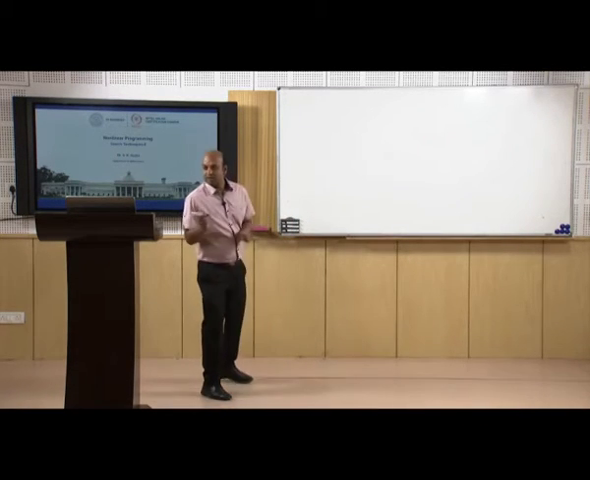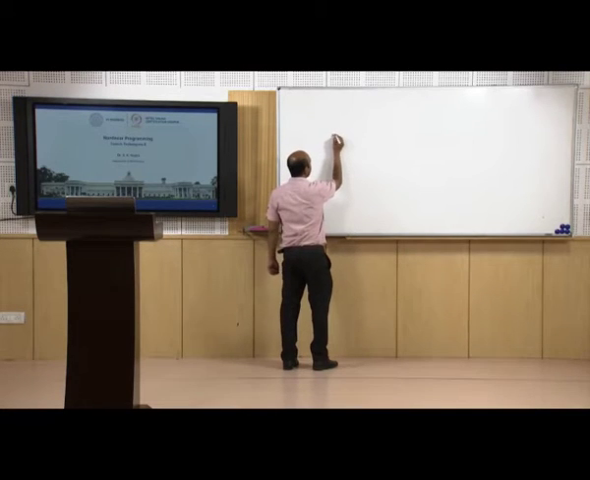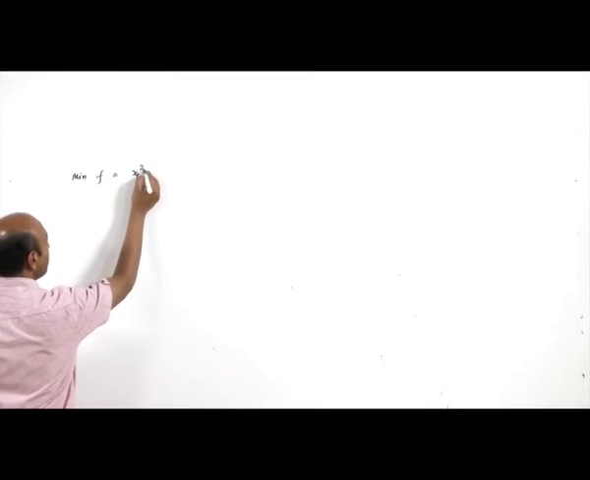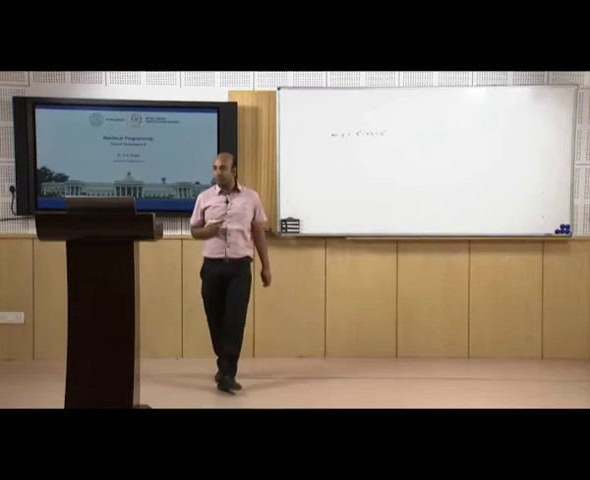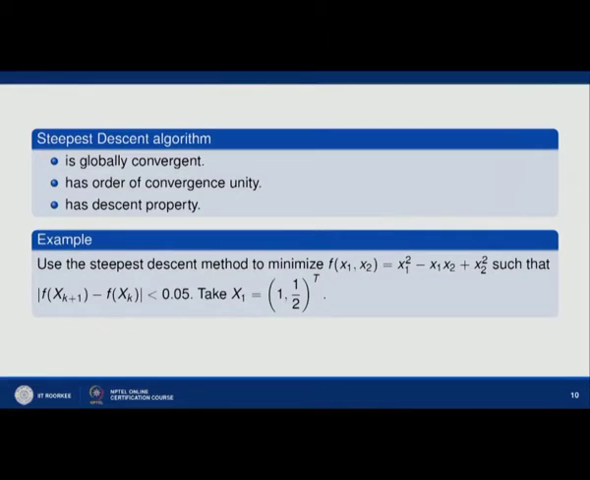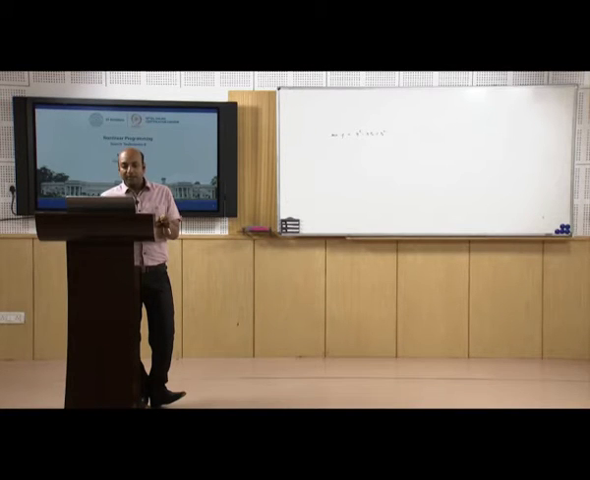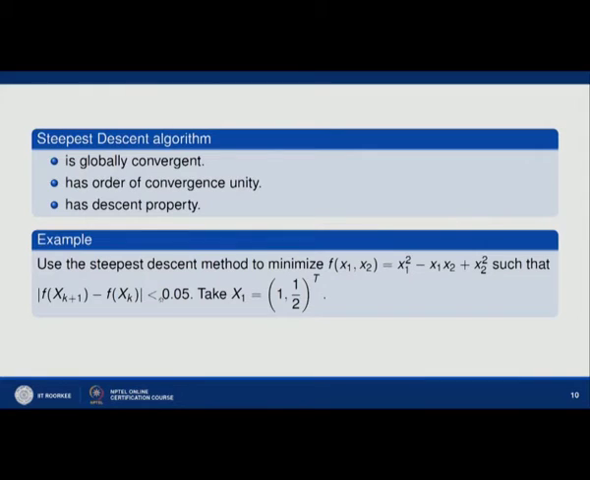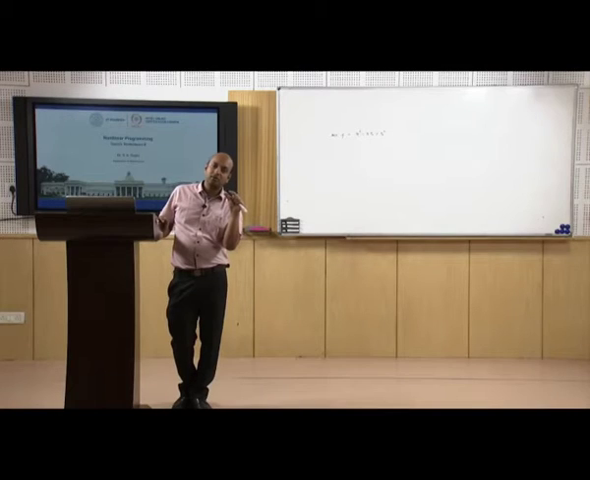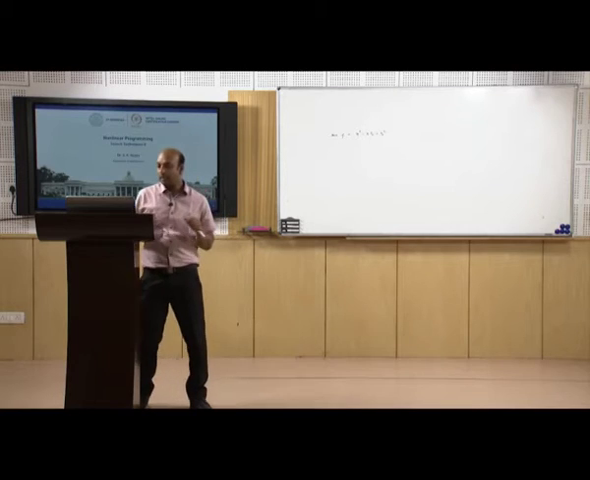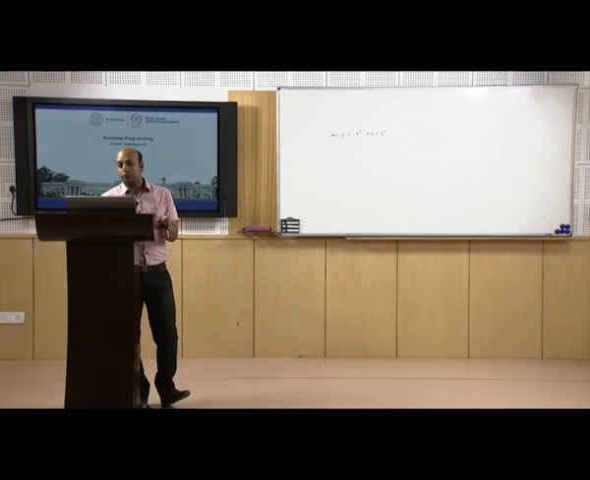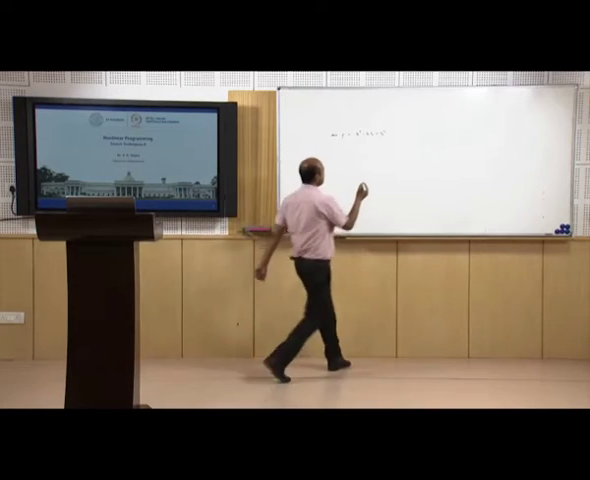Okay. So, say we have this problem: minimize f, which is x1 square minus x1 x2 plus x2 square. So, this is the problem, and the stopping rule says when we should stop. The stopping rule given in the problem is that the modulus of f(xk+1) minus f(xk) should be less than 0.05, that is, the difference of the two consecutive values of the function must be less than 0.05. Okay. And the initial guess given to us is 1 comma 0.5.